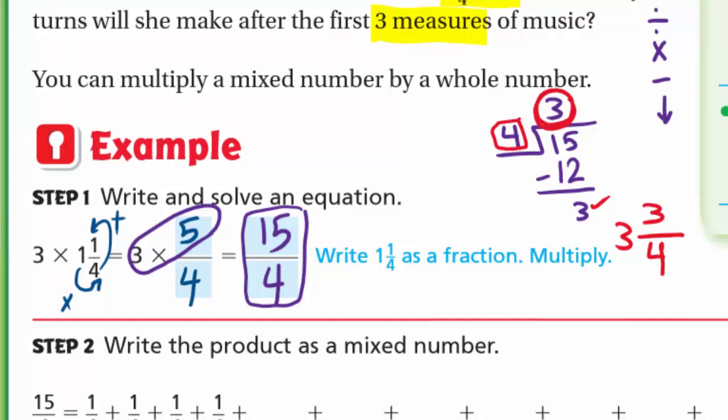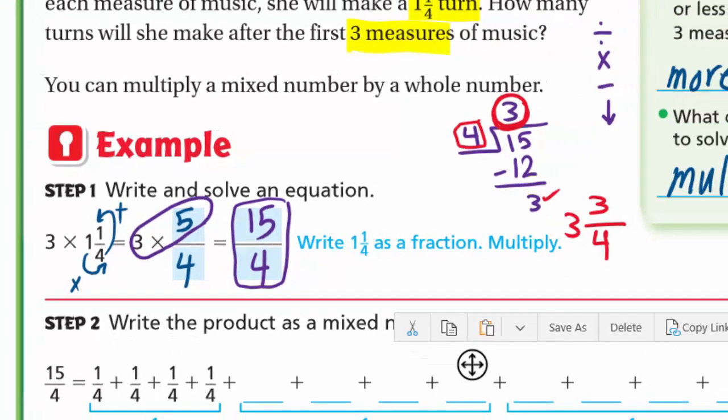So again, we divide 15 by 4. How many 4s are in 15? 3. 3 multiply 4, 12. I subtract, I get 3. The number up is the whole number. And the remainder, which is 3, I write it up in the numerator and the denominator is the same, which is 4.